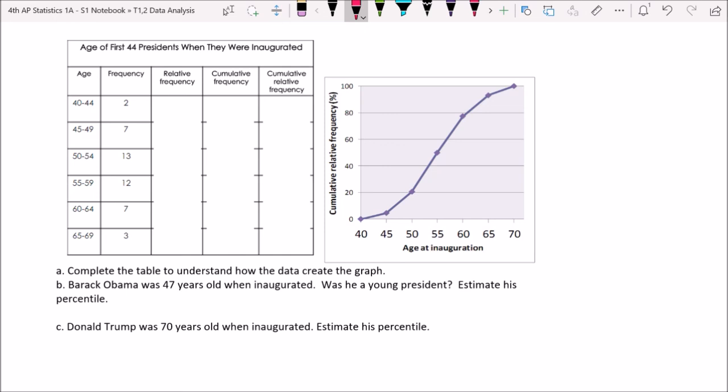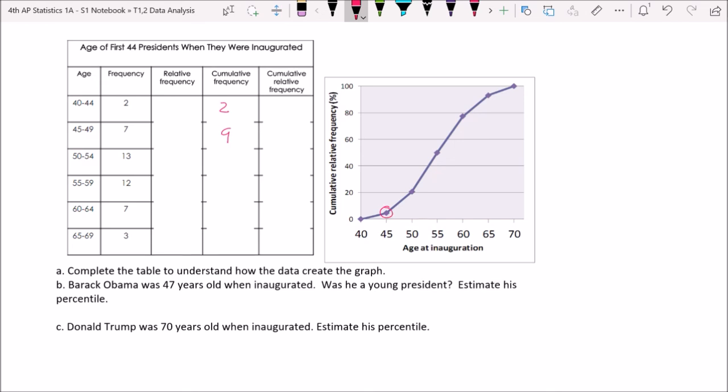Let's get the cumulative frequency down first. So here we go. Cumulative frequency, so 2, 9. Now look at where that came from. What I'm saying is that means 9 presidents were 49 or younger. And that's what this data point is right here. It's at 9. Let's keep going.